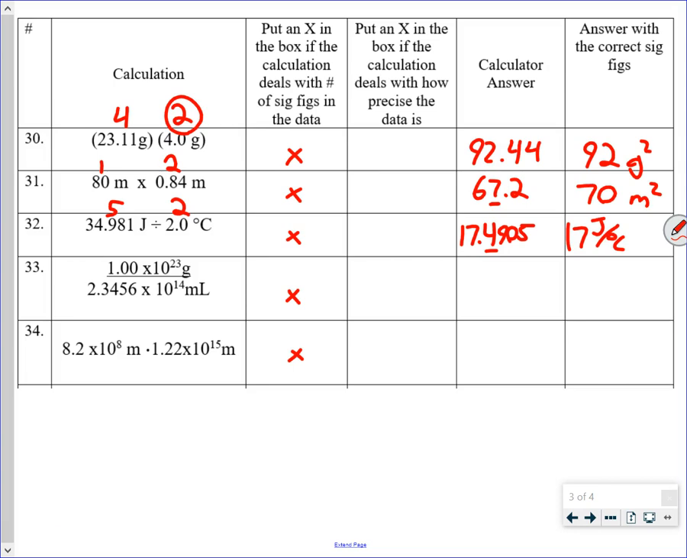The next ones have some scientific notation, which makes it maybe a little more difficult to enter, but the process is still the same. Let's look at 33. 1.00 times 10 to the 23rd has 3 sig figs. And again, when you look at scientific notation, we completely ignore the times 10 piece when counting sig figs. Below that, we have 2.3456 times 10 to the 14th. That's 5 sig figs. So our answer can only have 3.